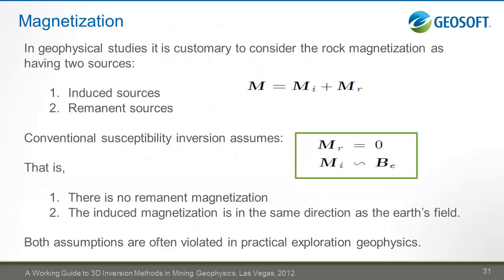Now, in geophysical studies, it's customary to consider the rock magnetization as having two sources. One of them is the induced sources in the rock, and the other are remanent sources. And in conventional susceptibility inversion, we assume that the remanent magnetization is explicitly zero, and we also assume that the magnetization vector is proportional to and in the same direction as the Earth's magnetic field, the inducing field. And both these assumptions are quite often violated in practical exploration geophysics.